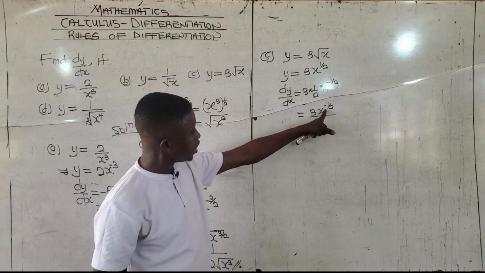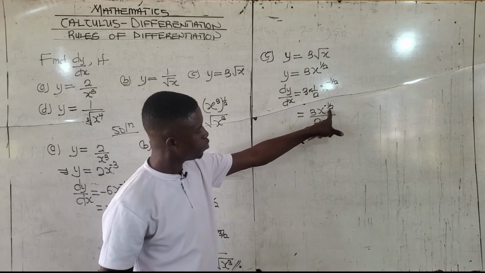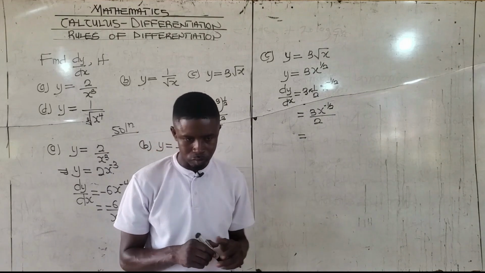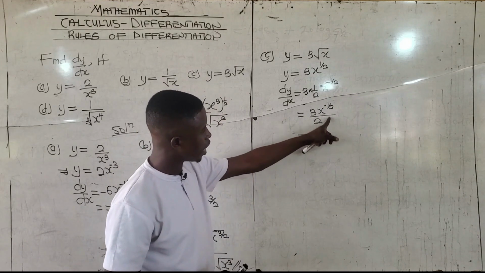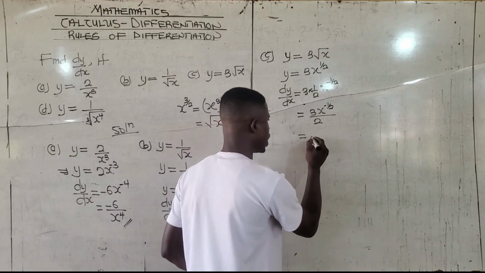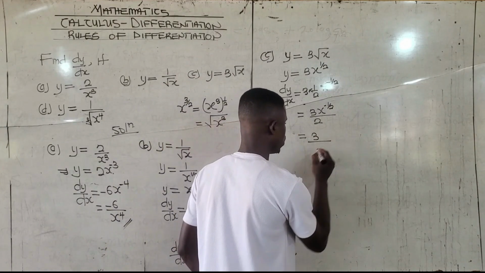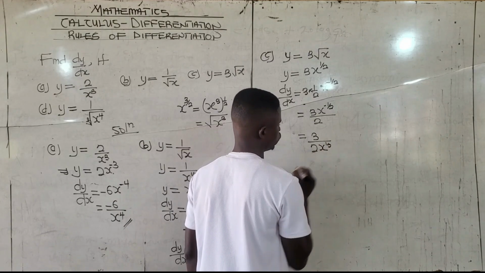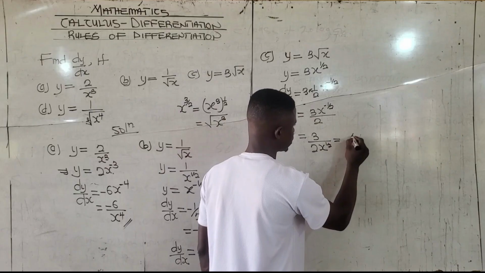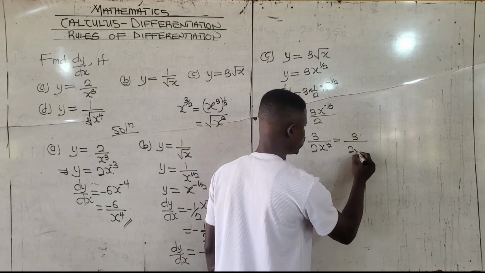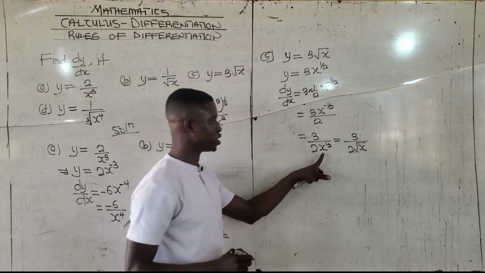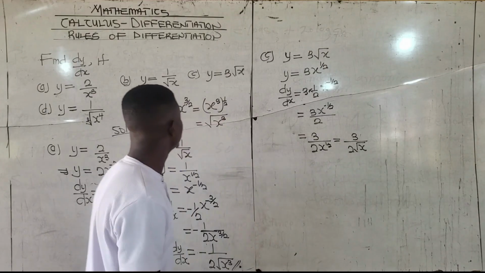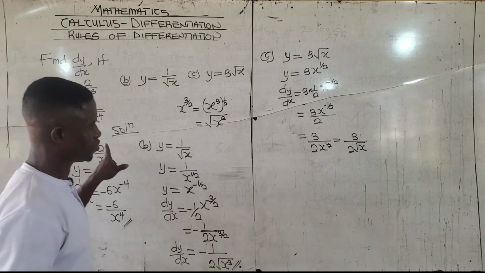Now our x to the power negative 1 on 2 will move down as a denominator, and as it moves down, the negative sign disappears. So we now have 3 on 2 x to the power 1 on 2, which is the same as 3 on 2 root of x, because x to the power half is the same as root of x. All right. Let's solve the last question.